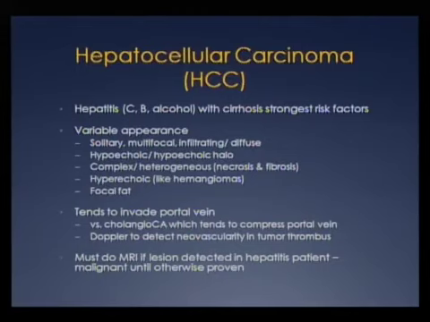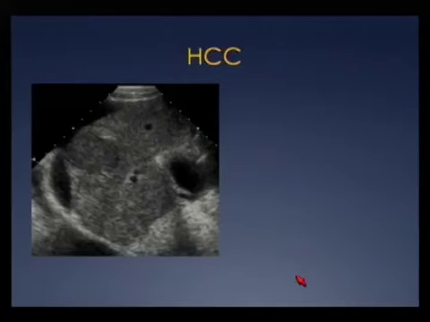It can have variable echogenicity, and it also can be uniformly hypoechoic, like hemangiomas. They also can contain focal fat. Now HCC, if there's vascular involvement, actually tends to invade the portal vein versus cholangiocarcinoma, which tends to compress the portal vein. And if you see portal vein involvement, then make sure to apply your Doppler to look for neovascularity that would occur in tumor thrombus. But you must do an MRI if you detect a lesion in a hepatitis or cirrhosis patient. These lesions are malignant until otherwise proven.